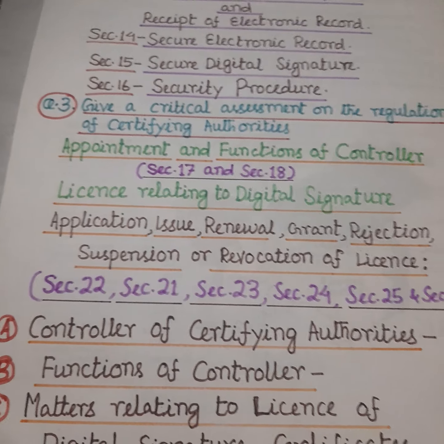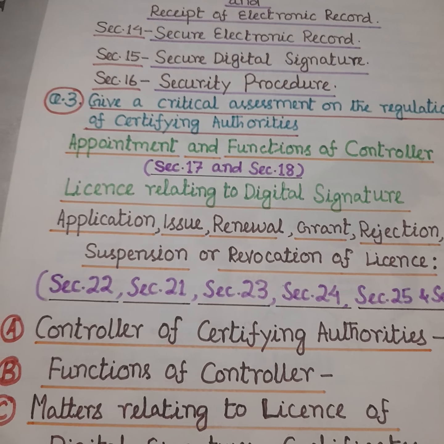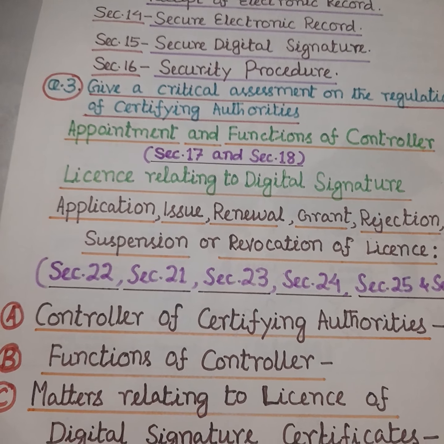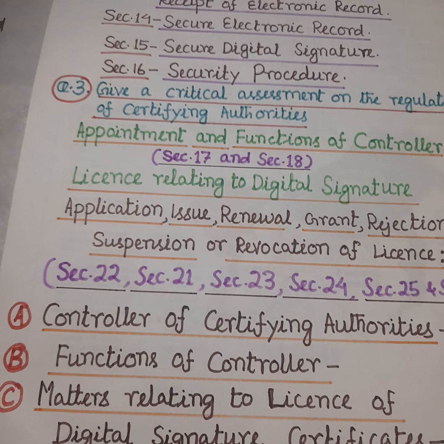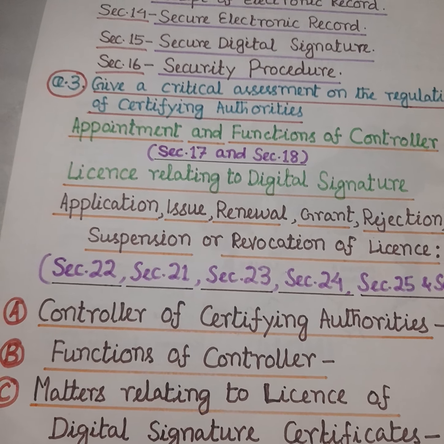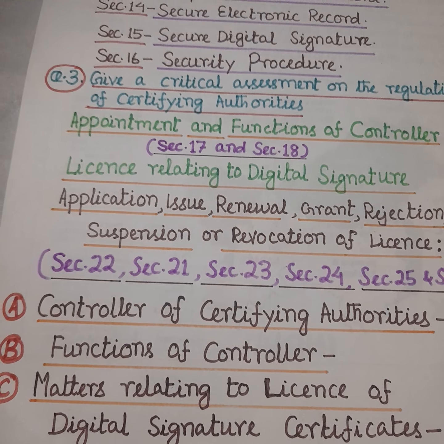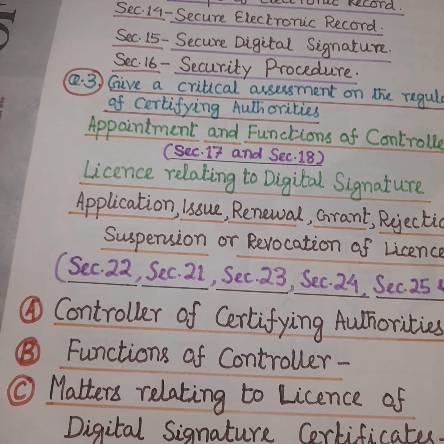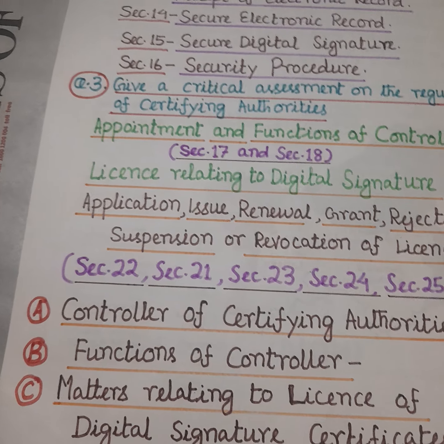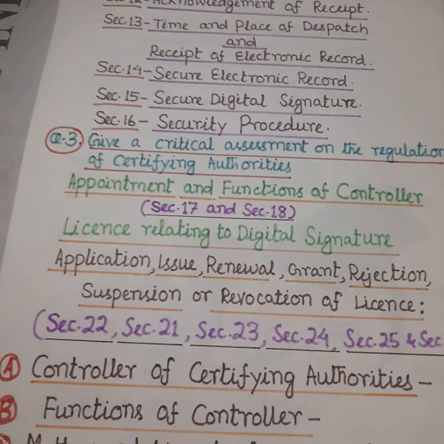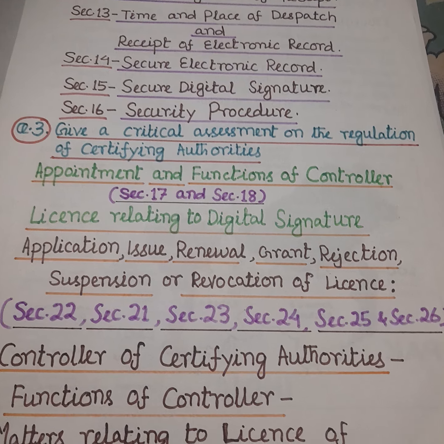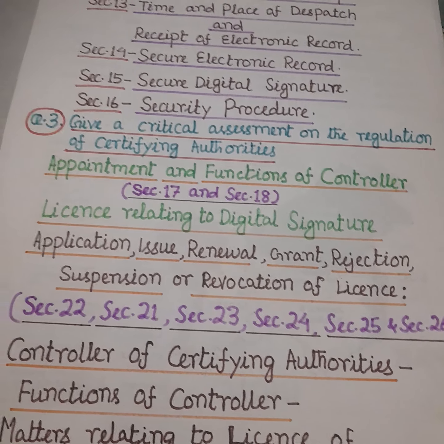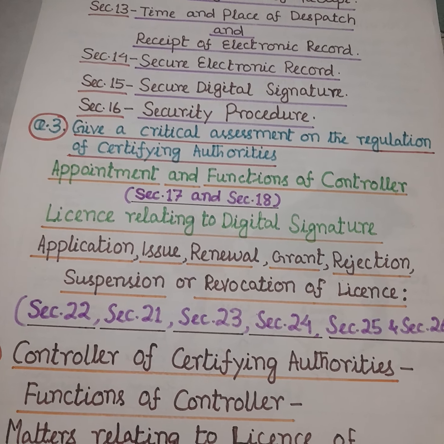So these are the accurate answers to question number 2, which asks: make a critical review on attribution, acknowledgement, and dispatch of electronic records with due reference to secure electronic records and secure digital signature. And those answers we found under Section 11, Section 12, Section 13, Section 14, Section 15, and Section 16 of the Information Technology Act.